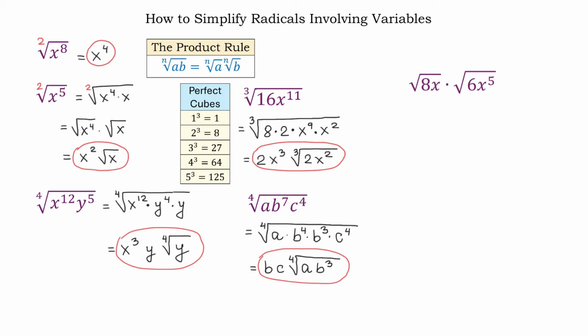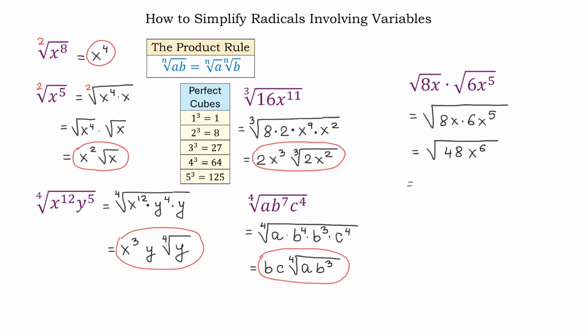And now the last expression is the square root of 8x times the square root of 6x to the 5th power. If we look at these two numbers, none of them are perfect squares. So it would be easier if we apply the product rule in reverse and rewrite this product as a single radical. So we will write the square root of 8x times 6x to the 5th power. Then 8 times 6 is 48, and x times x to the 5th power is x to the 6th power.